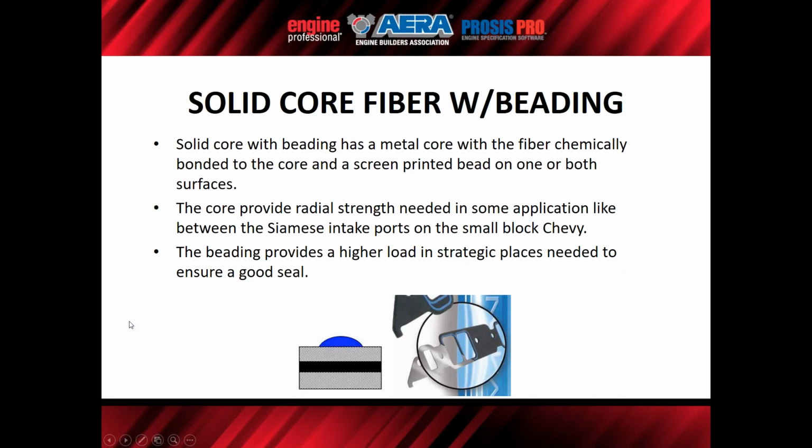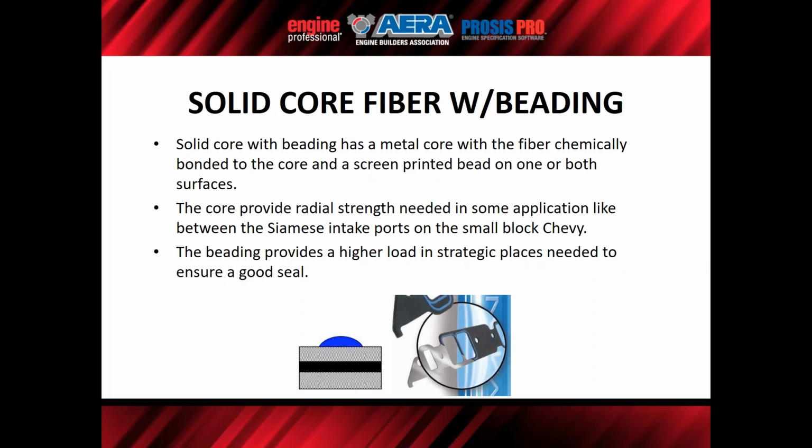Okay. Then we have solid core fiber with the beading. So it's the same thing as what I just showed you previously, except it has a steel core inside of it. That steel core helps with the radial strength that you see is needed sometimes on the Siamese intake ports that you see on a small block Chevrolet.